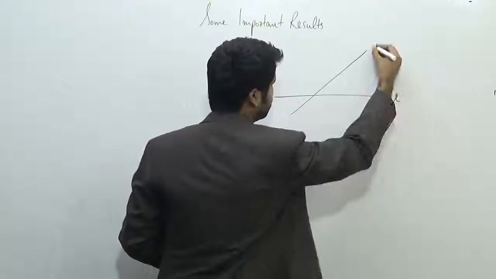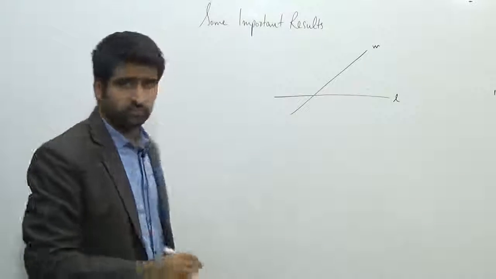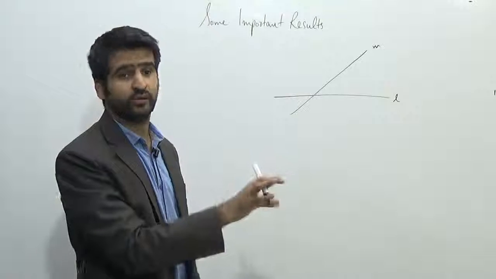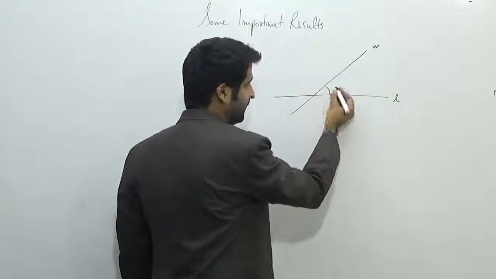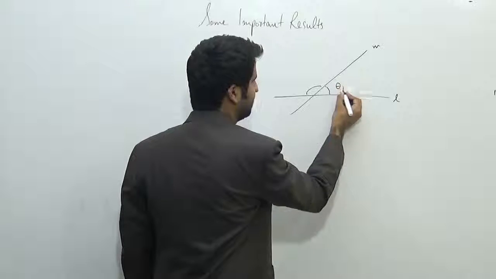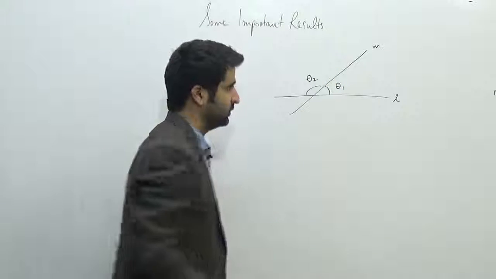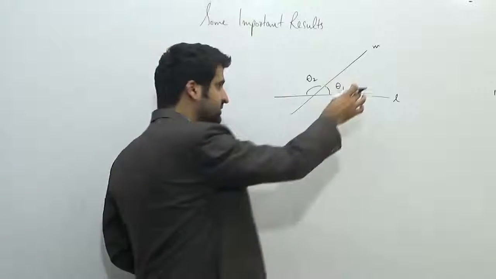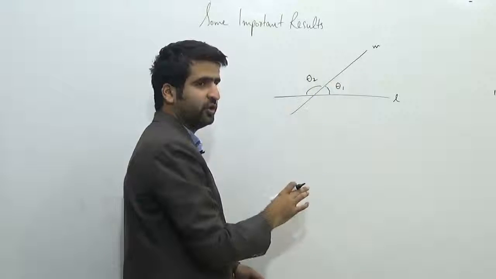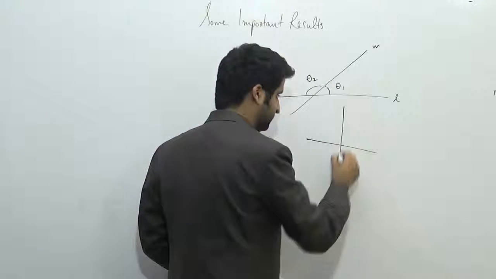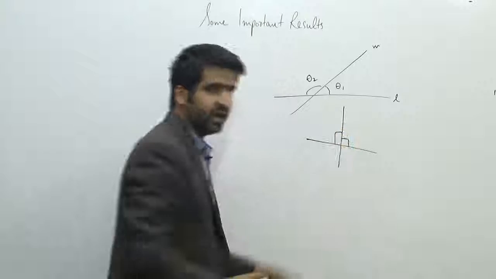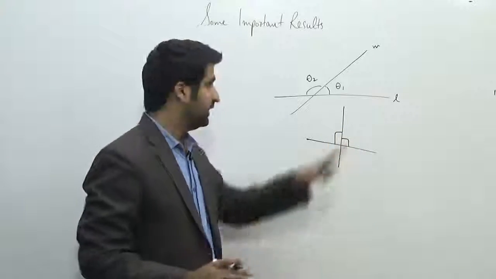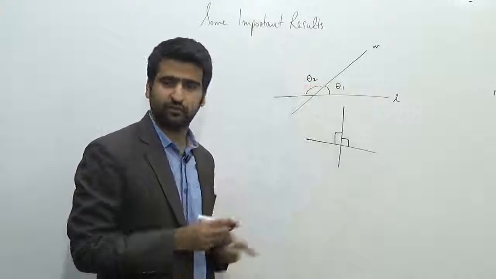Let's say this line is L, this line is M. First of all, we need to understand that in between these two straight lines there are two angles. One is this angle and the other one is this angle. Let's say this is theta 1 and this is theta 2. One is acute and the other is obtuse. In one case these two angles might be equal, when the angle between these two lines is 90 degrees. In that case these two angles are both right angles. Otherwise one angle will be acute and the other angle will be obtuse.